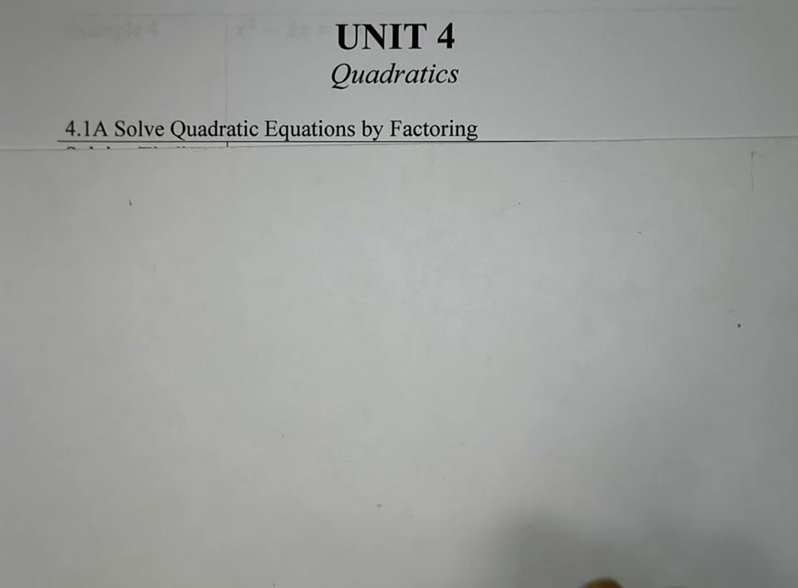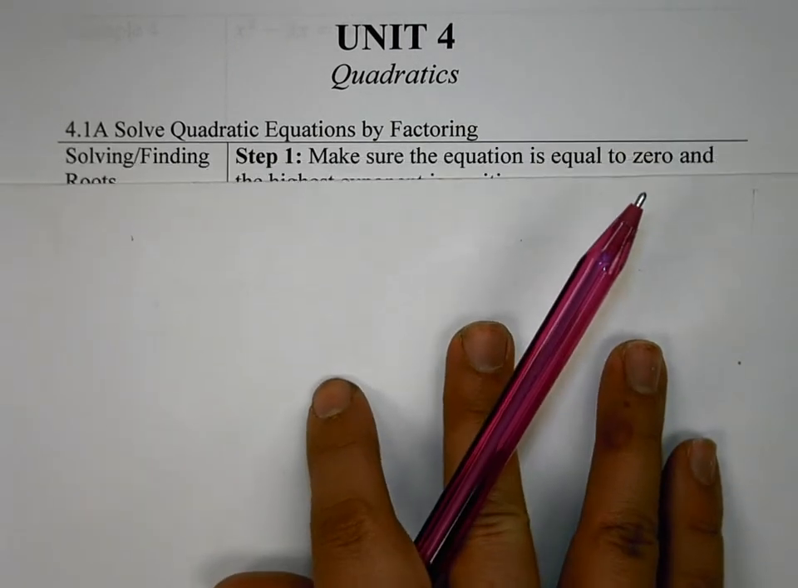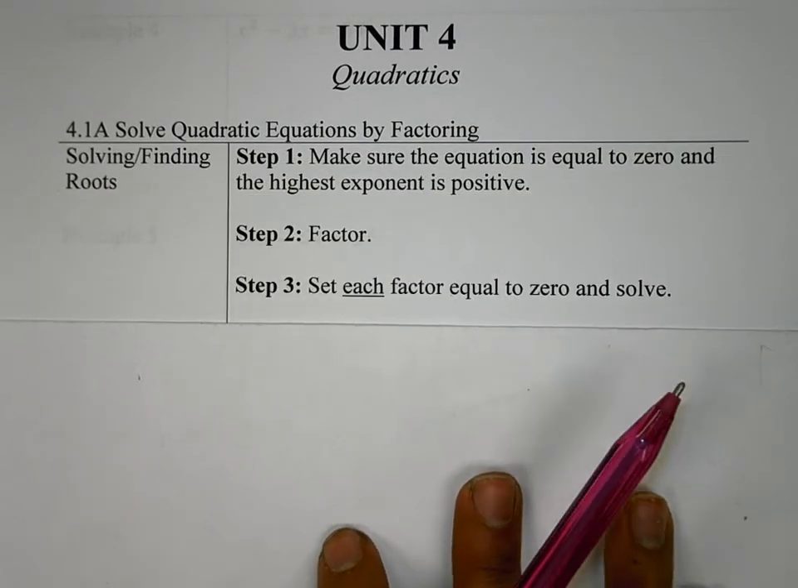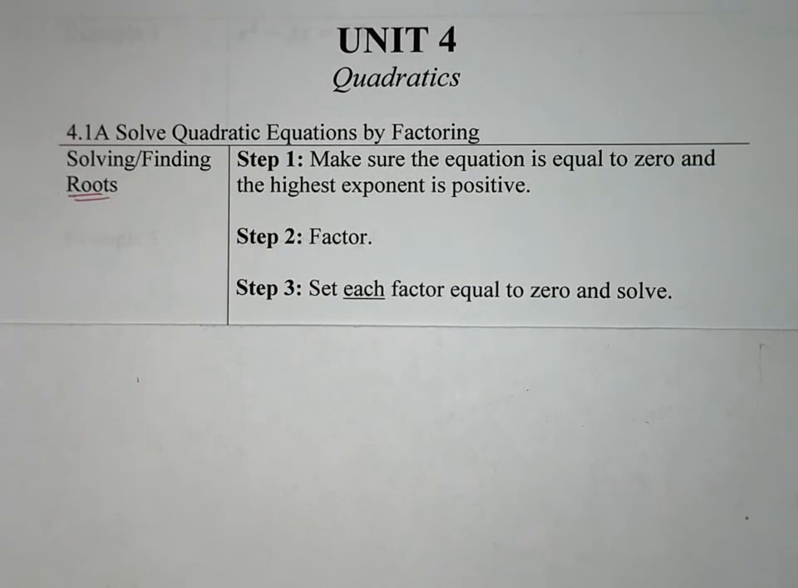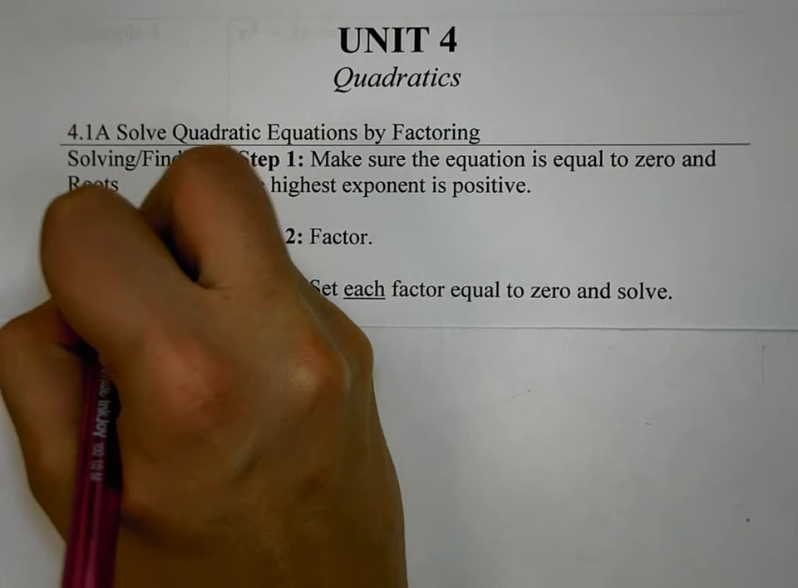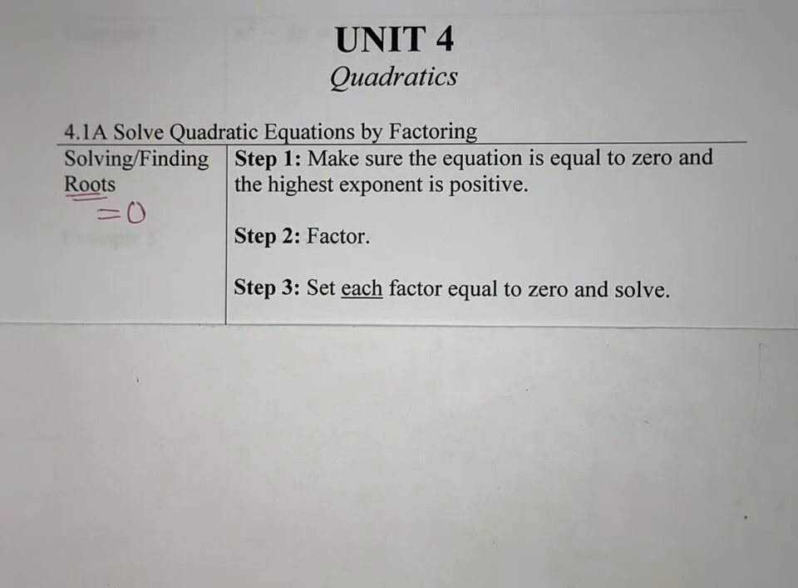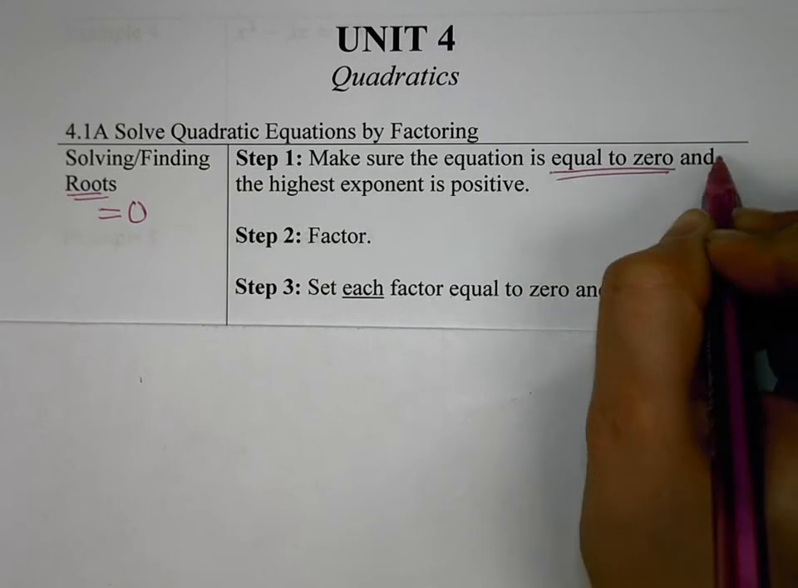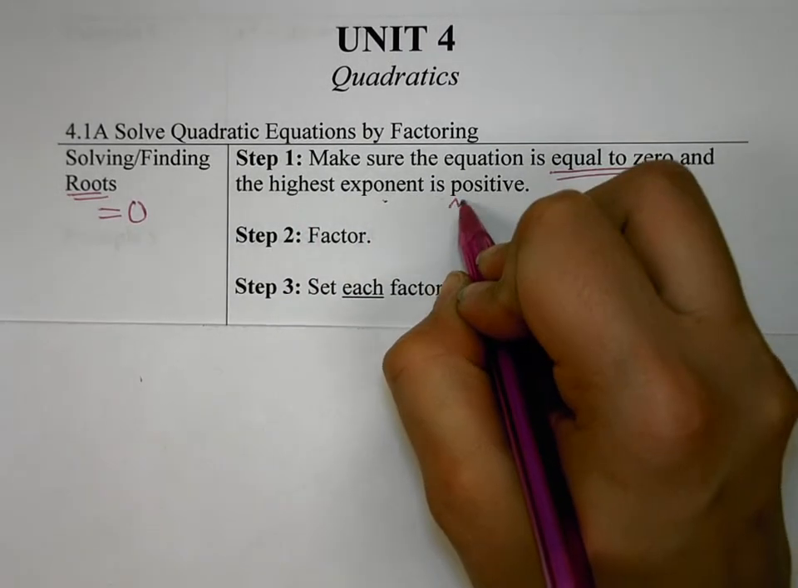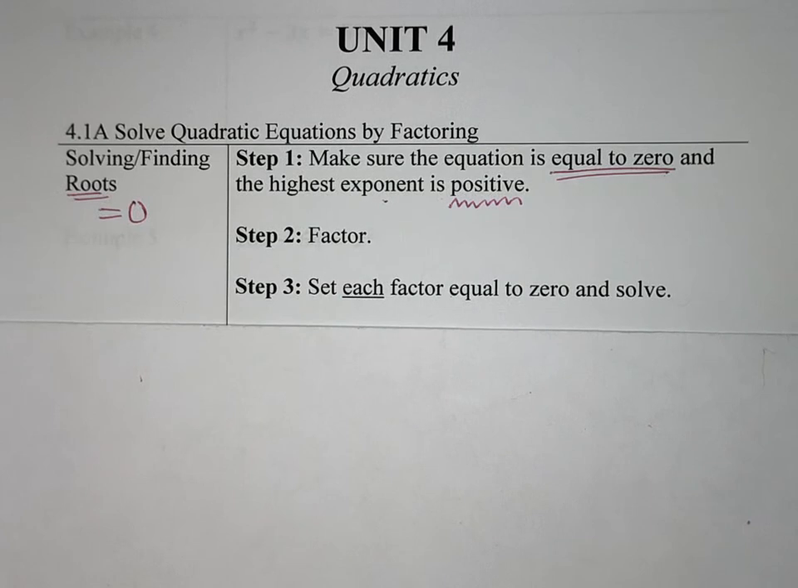So the first thing we have to be able to know how to do is how to solve or find roots. Now roots is another term for when the whole thing is equal to 0. So what we do for step 1 is we make sure the equation is equal to 0 and that the highest exponent is positive. So that means that if x squared is our biggest term, the exponent cannot be negative 2. We have to get the biggest one to be positive.